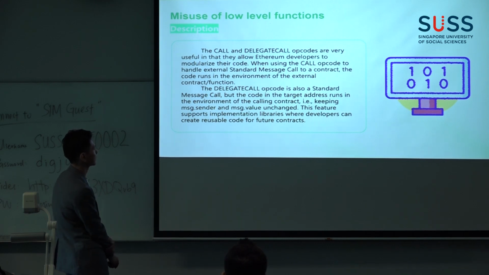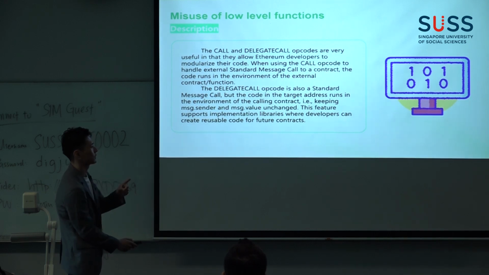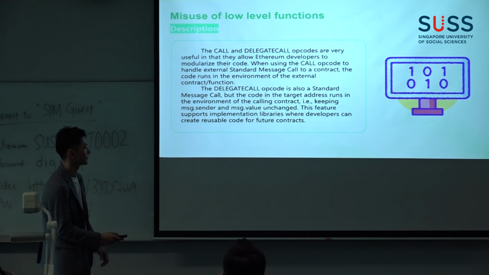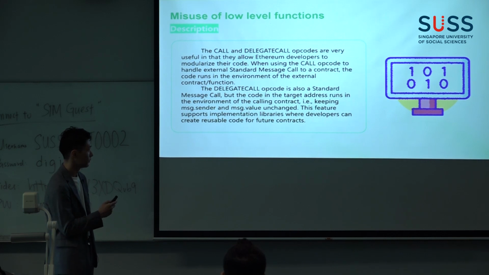The delegate call opcode is also a standard message call, but the code in the target address runs in the environment of the calling contract. So if you have contract A and contract B, and contract A uses delegate call to use a function in contract B, the state in contract A will be modified. The delegate call will keep the message sender and message.value unchanged. This feature supports implementation libraries where developers can create reusable code for future contracts. And a lot of proxy contracts use delegate call to fulfill their function.